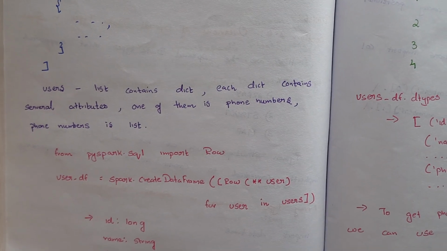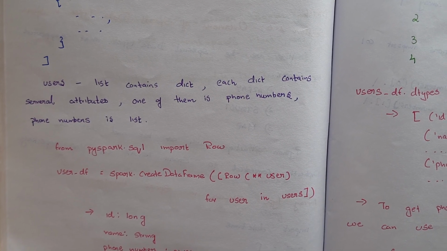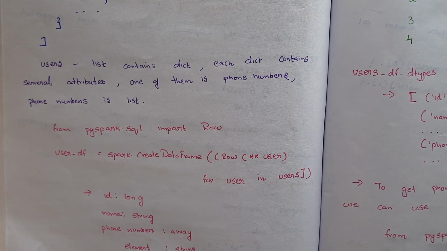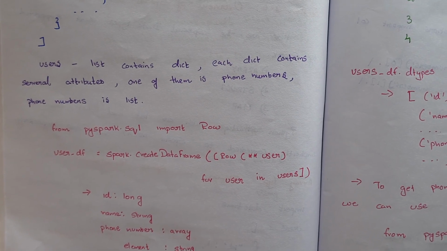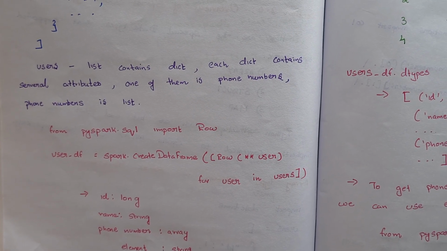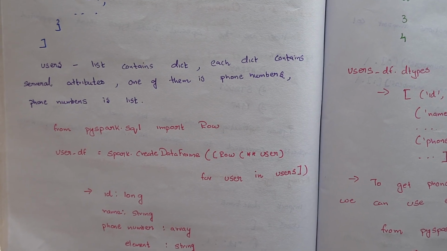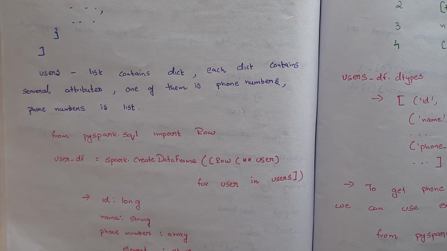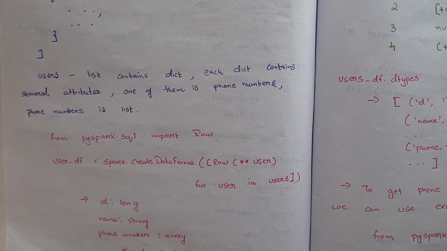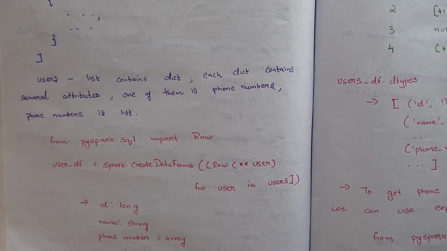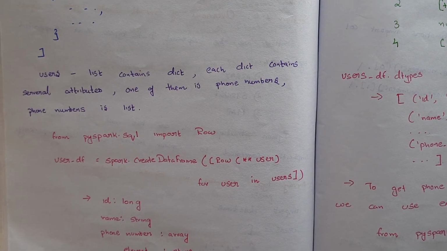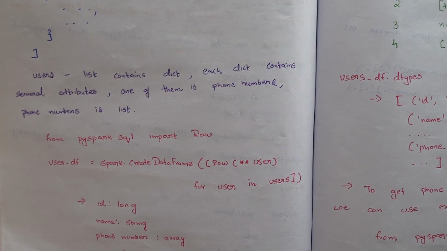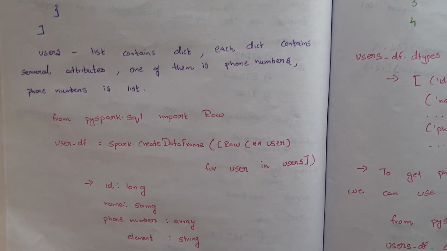Now let's see how to create a data frame. We already have seen how to create a data frame from a data file. So from pyspark.sql import Row. Row is one of the easiest ways. Then user_df is equal to spark.createDataFrame. I'm using a list comprehension here, for user in users, I'm creating a Row(**user). In previous sessions, we have seen why we are using the star user. If you have not seen, please watch the previous videos.